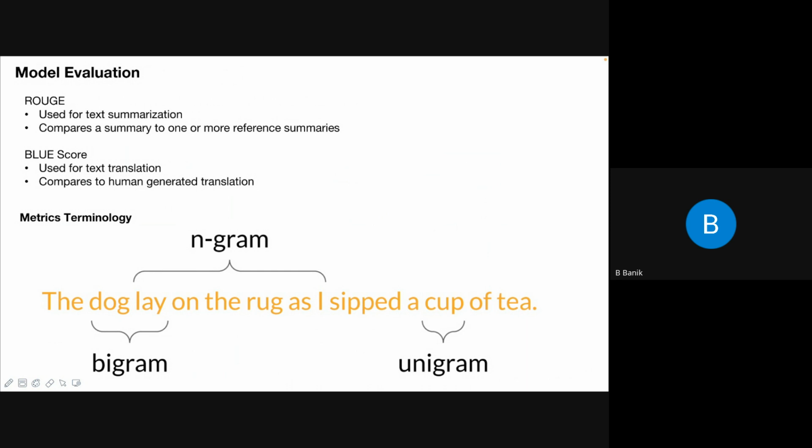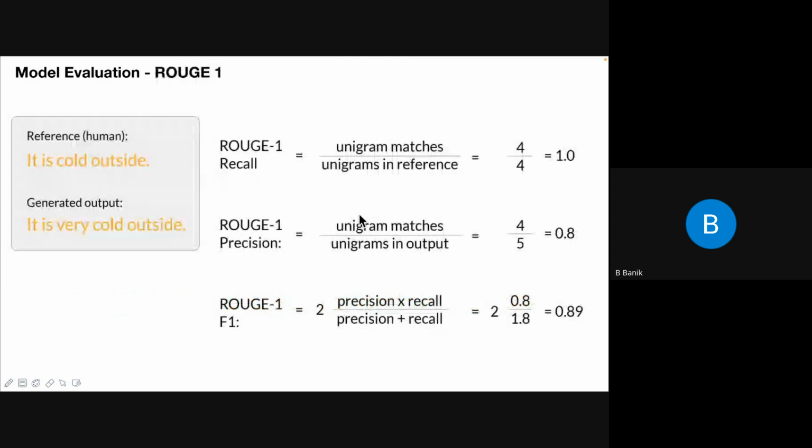And these are the terminologies when you calculate. Like, the dog lay on the rug as I sipped a cup of tea. So here, which are the unigrams, which are the bigrams and n-grams. So this gets calculated for your score, and then we'll see in the next slide how you calculate this score. Sorry, if I go back here, the ROUGE score, we'll show how you calculate it given a statement.